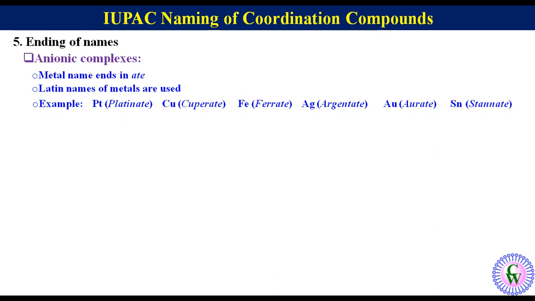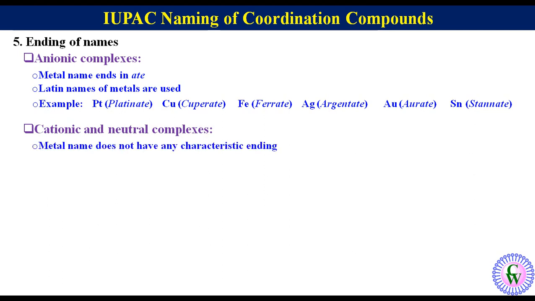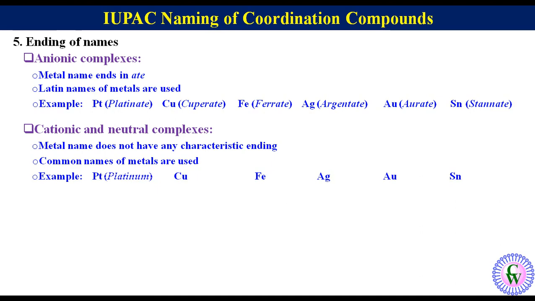In the case of cationic or neutral complexes, the metal name doesn't have any characteristic ending. Common names of metals are used. For example, Pt, Cu, Fe, Ag, Au, and Sn are written as platinum, copper, iron, silver, gold, and tin respectively.